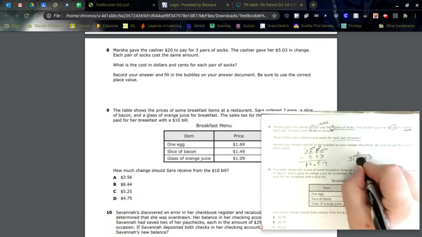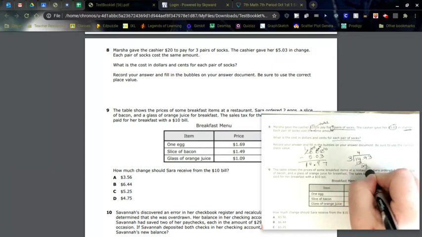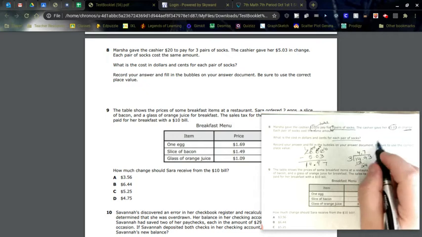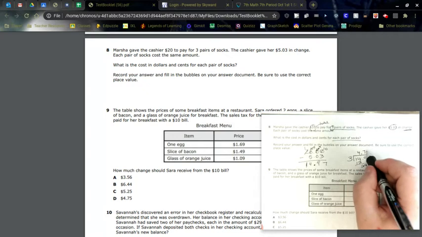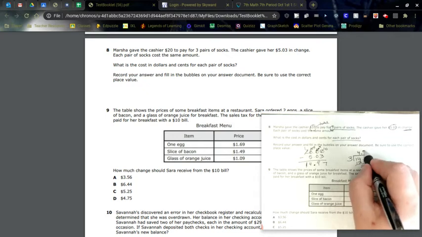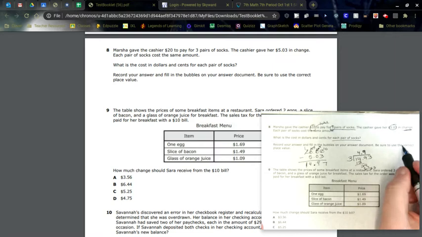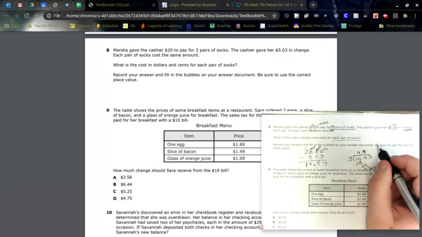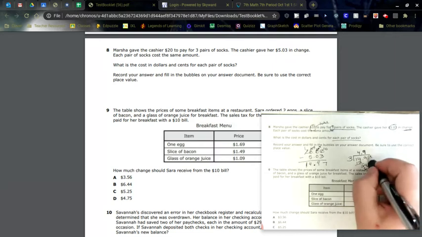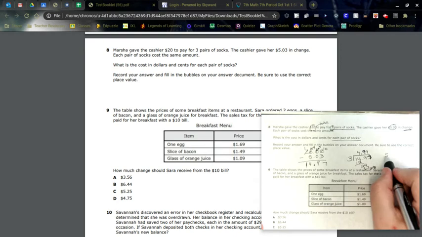3 goes into 14 4 times. That's 12. 3 goes into 29, 9 times. That's 27. And then 3 goes into 27, 9 times. I just wrote it down wrong. So my answer is $4.99.